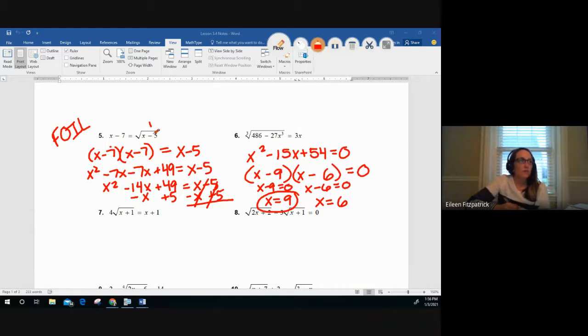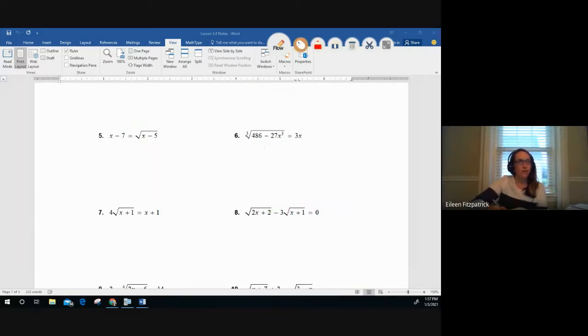Typically, like I said, you're really just trying to make sure that it's positive underneath there, but there is an x on the other side, so let's make sure when I plug it in, nothing weird happens. So 6 minus 7 would be over here, which is a negative 1. Well, negative 1 does not equal positive 1. So 6 is an extraneous solution. It's a false solution. It does not work. So the only answer here is 9. So again, this is why it's important to check your answers in this lesson. All right, moving on to number 7.